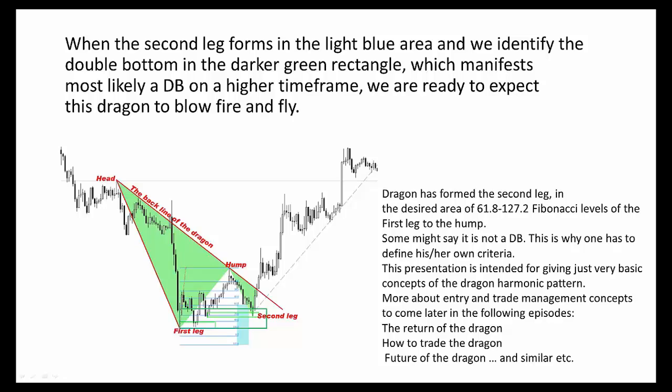The dragon has formed the second leg in the desired area of 61.8 to 127.2% Fibonacci levels of the first leg to the hump. Some might say it is not a double bottom. This is why one has to define his or her own criteria for double bottoms and double tops. This presentation is intended for giving just a very basic concept of the dragon harmonic pattern. More about entry and trade management concepts to come later in the following episodes: the return of the dragon, how to trade the dragon, future of the dragon, and similar.